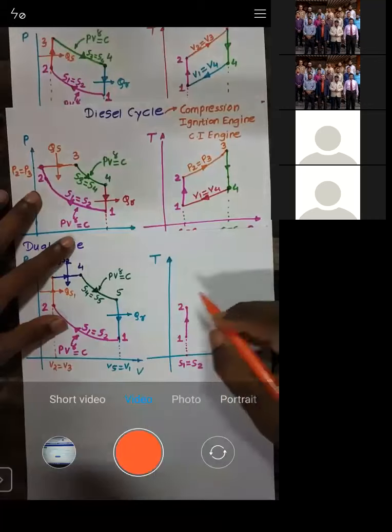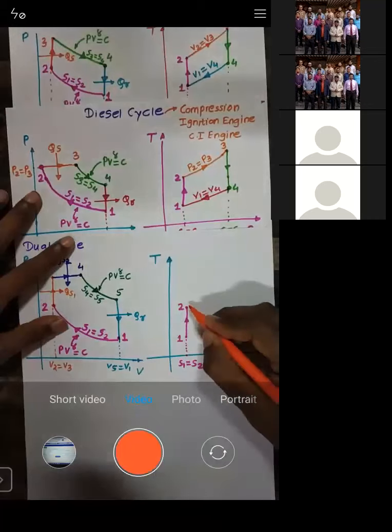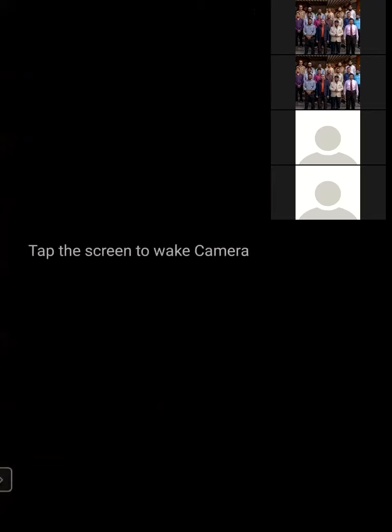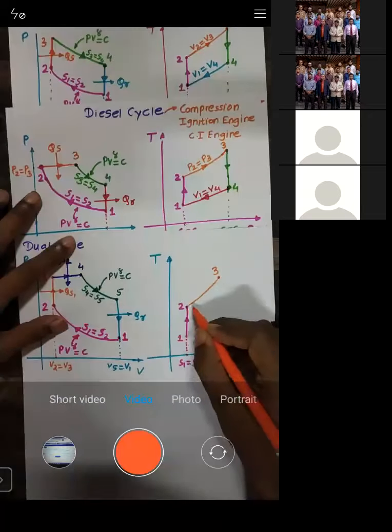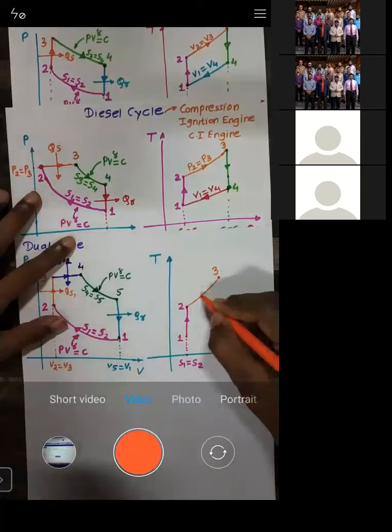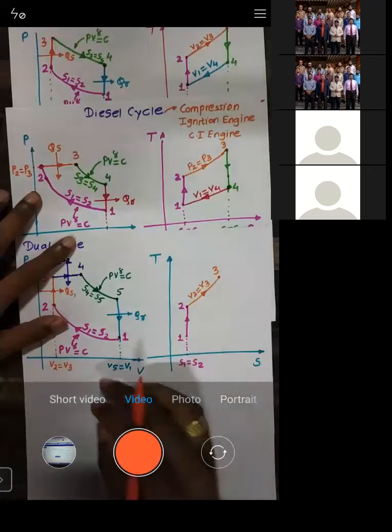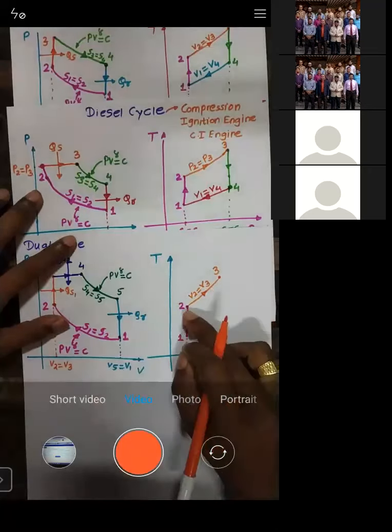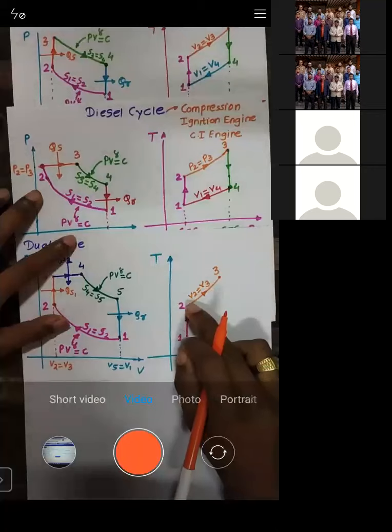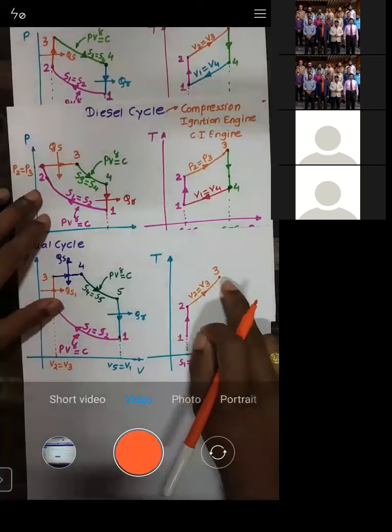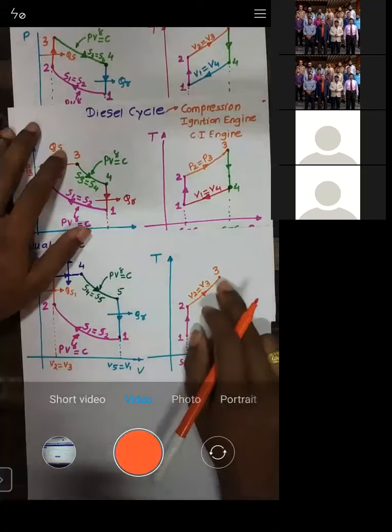So from point number 2, I will move along this line till point number 3. See here, all of you. I will move from point number 2 to point number 3 along this line, where volume is constant, that is V2 is equal to V3. If you measure the volume at any point on this line, it is constant.